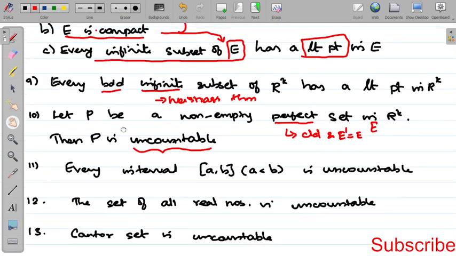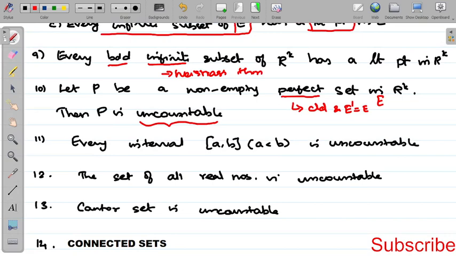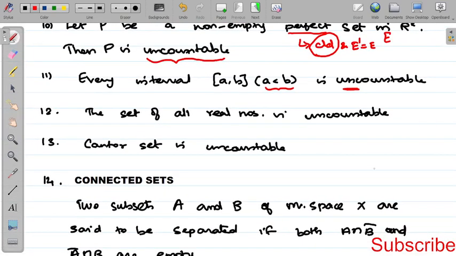So the 11th one, using that itself, we can write that P is a perfect set which is closed. So a closed interval [a, b], with the condition a < b, is uncountable. Then the set of all real numbers is uncountable. Then the Cantor set is uncountable. The Cantor set means you have to start with [0, 1].